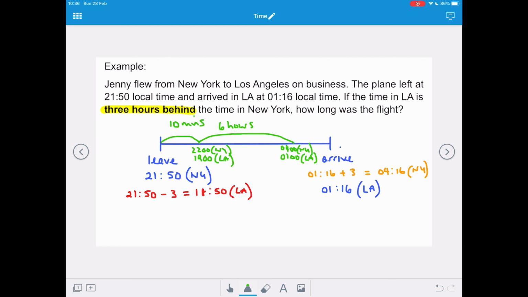And finally, we need our minutes from 0400 or 0100 to 04:16 or 01:16, which is 16 minutes. So the length of the flight, we add the hours and minutes together. So the flight from New York to Los Angeles for Jenny's business trip took 6 hours and 26 minutes.